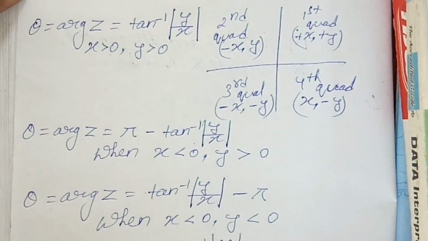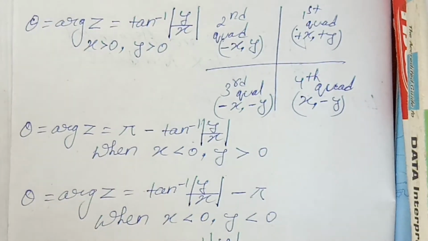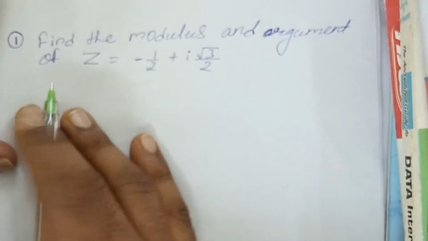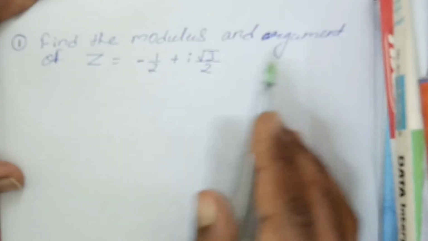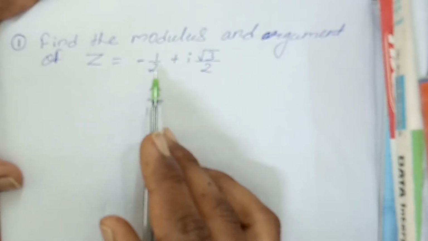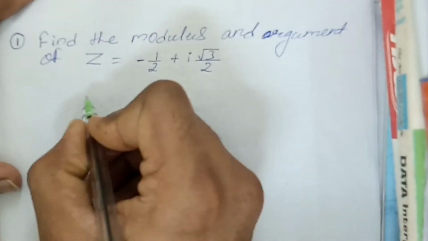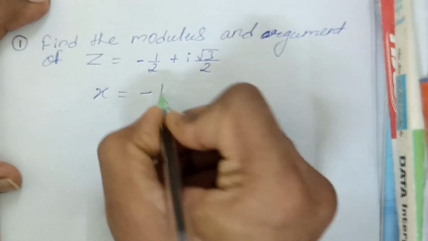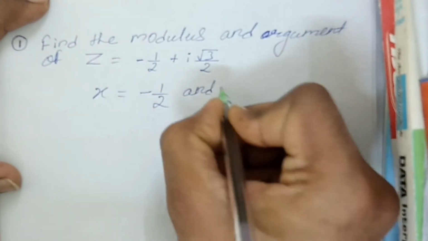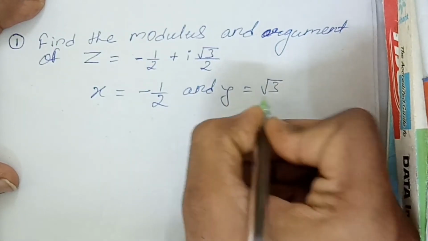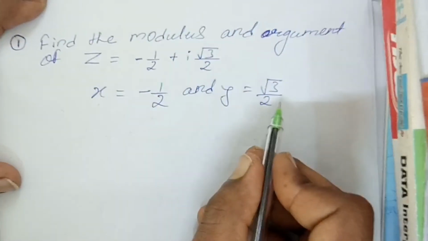Let us take an example to find the modulus and argument of a complex number. Our question is, find the modulus and argument of z is equal to minus 1 by 2 plus i into root 3 by 2. So here x is equal to minus 1 by 2 and y is equal to root 3 by 2. This is the real part, this is the imaginary part.